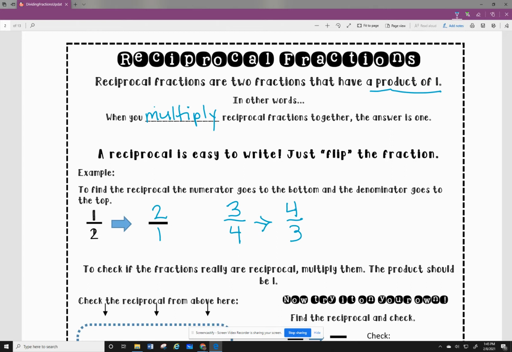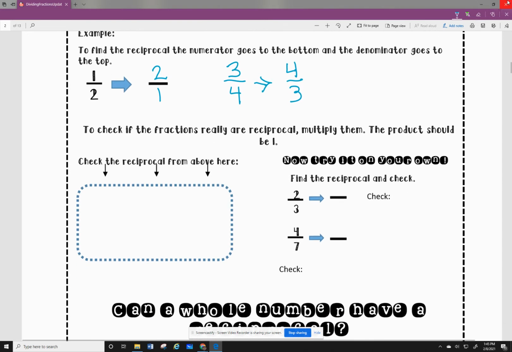So it's really easy to write the reciprocal. There's really no math involved other than checking when we're done to be sure what we got is actually the reciprocal. So in order to do that, I simply multiply the two reciprocals together, and the product, the answer, should be 1. So if I look at my fraction 1/2 and I say 1/2 times 2/1, so these are my reciprocal fractions, equals, well, 1 times 2 is 2, and 2 times 1 is 2, and 2/2 is the same thing as 1. So those are reciprocal fractions.